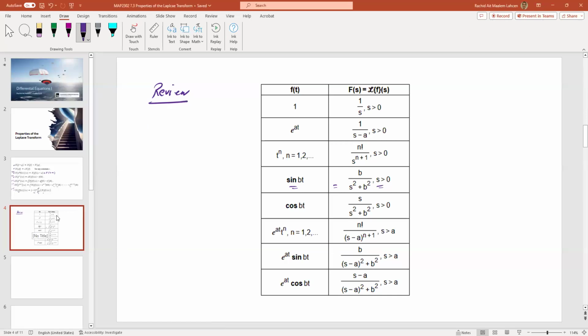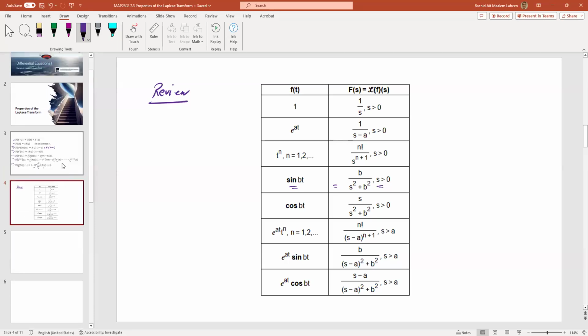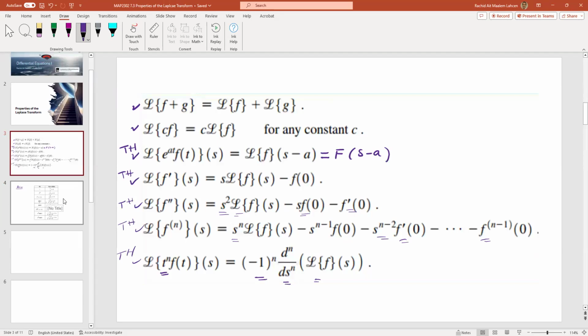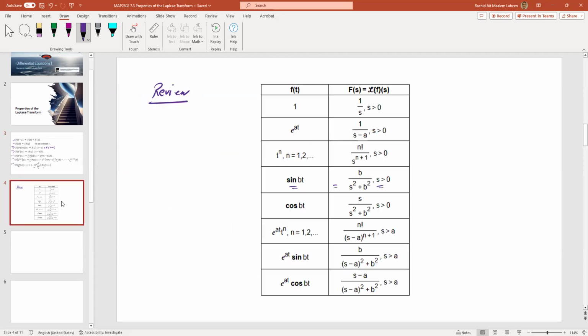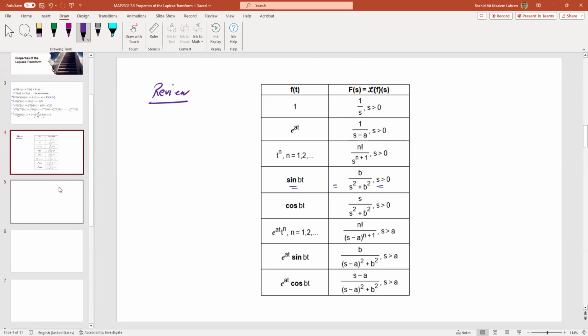All right, so in this video, I'm just going to talk about these properties, use them, but at the same time, kind of use this review here. All right, so let's do some examples.